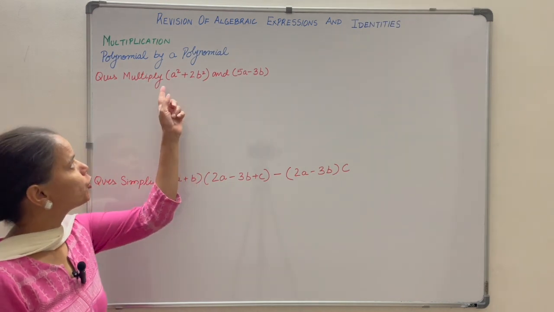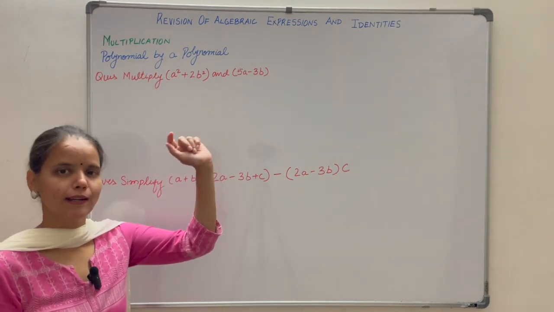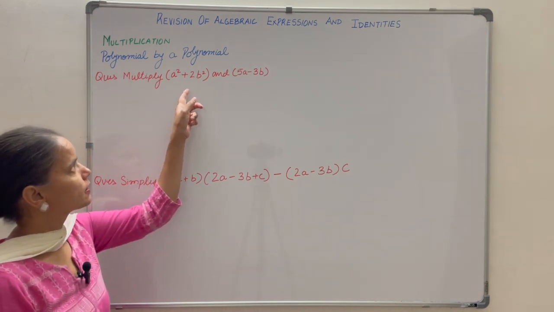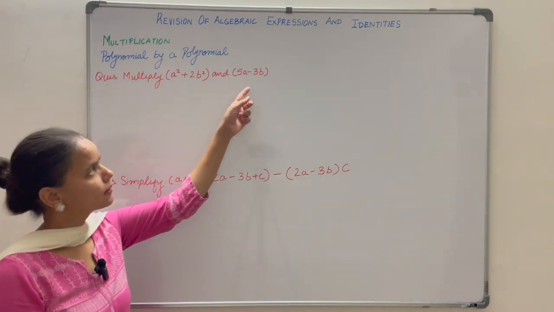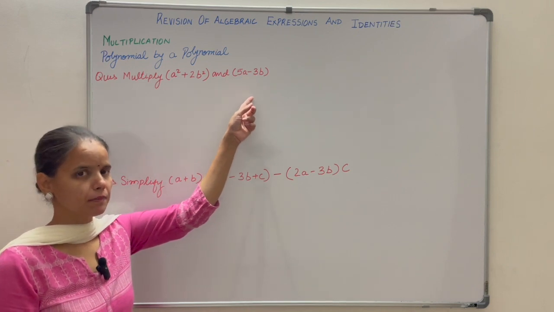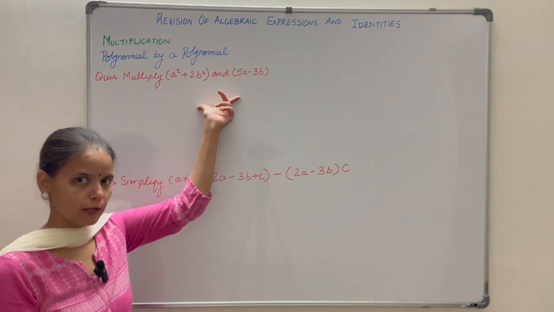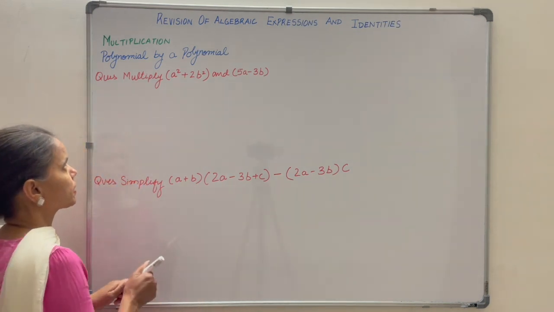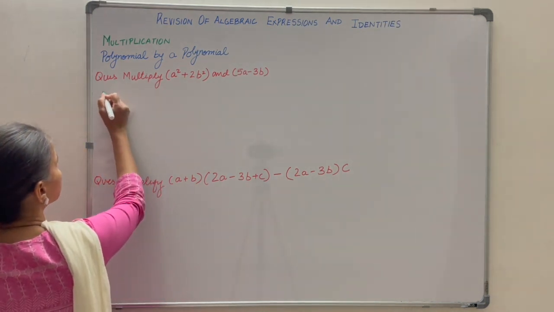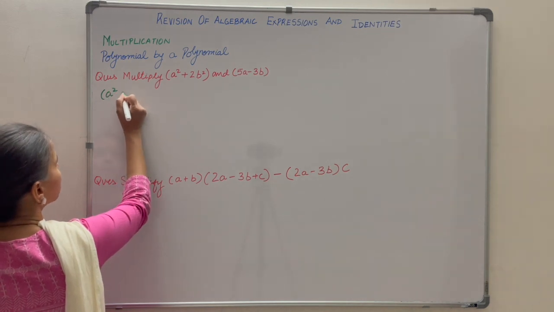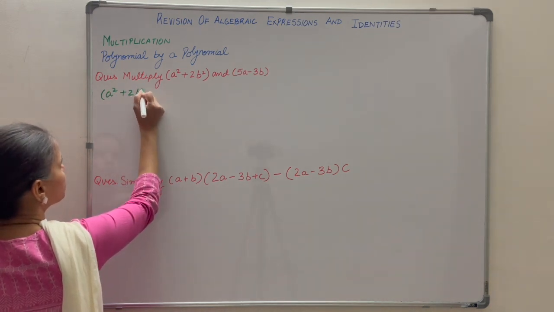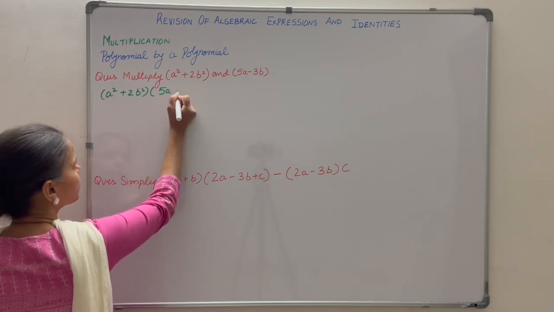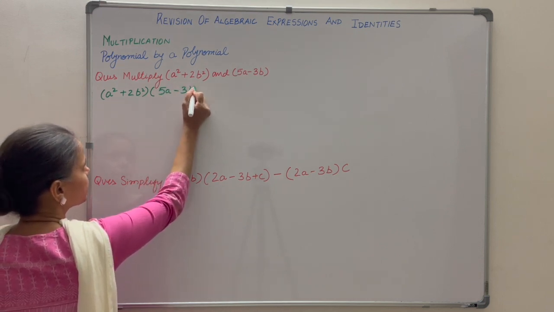Multiplication of a polynomial by a polynomial. To understand this, let us take this question. Multiply. This is a binomial and this other one is also a binomial. So you need to multiply two binomials here. Here again we are going to use distributive property. So let us write it down: a square plus 2b square. You need to multiply this with 5a minus 3b.